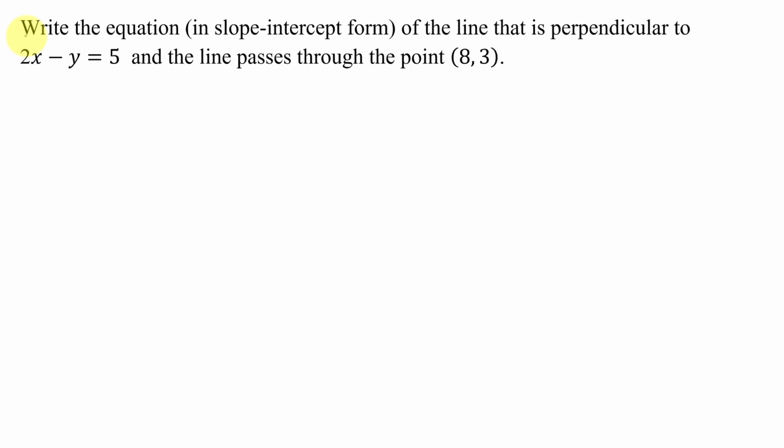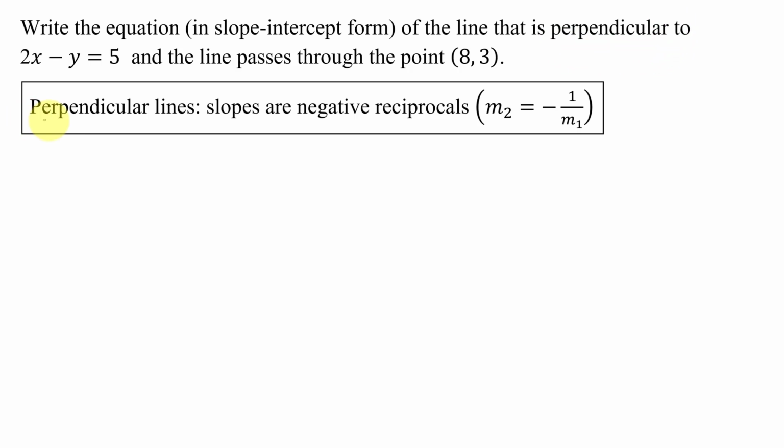In this example, I need to write the equation in slope-intercept form of the line that is perpendicular to 2x minus y equals 5, and this line also passes through the point (8, 3). Well, what is special about perpendicular lines? Hopefully you remember for perpendicular lines, the slopes are negative reciprocals.